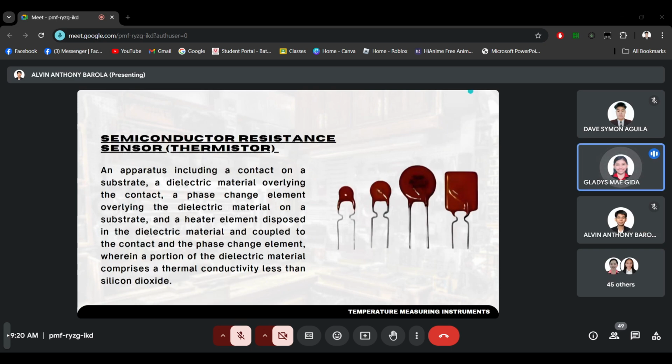Next naman po ay ang semiconductor resistance sensor, also known as thermistor. It is an apparatus including a contact on a substrate, a dielectric material overlying the contact, a phase change element overlying the dielectric material on the substrate, and a heater element disposed in the dielectric material and coupled to the contact and the phase change element, wherein a portion of the dielectric material comprises a thermal conductivity less than silicon dioxide. Here's a video po for thermistor.